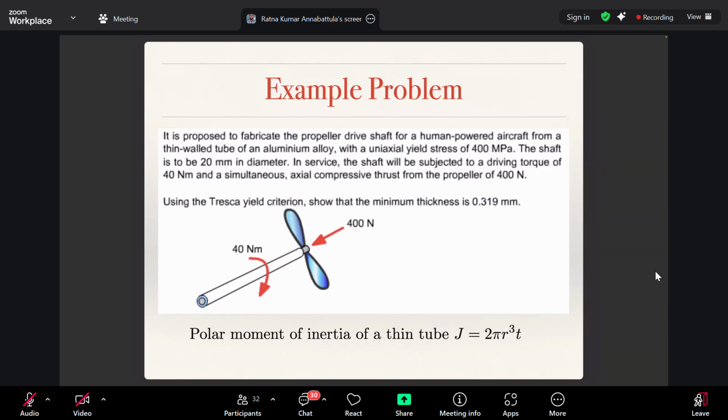Can you just zoom out a bit, sir, because the full screen is not visible. It is full screen, no? Yeah, got it. It was my fault, sorry.